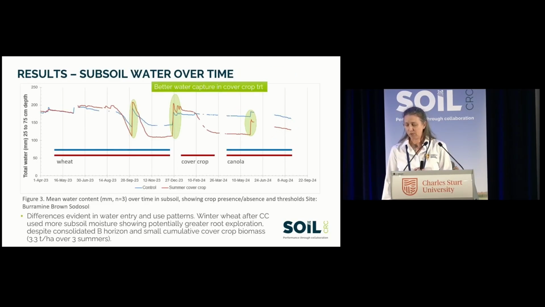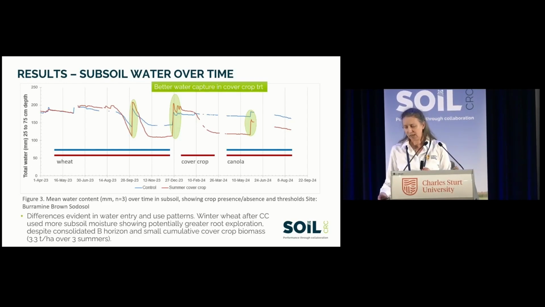So some of the results that we've come up with: this is a time series of the total water available in the subsoil. We've gone 25 to 75 centimetres in this chart, because the 75 centimetres was where we were largely seeing water extraction, the depth of water extraction. This shows from when we started our sensing, just before the wheat crop last year was sown. The red line shows the summer cover crop treatment. The blue line is the control, so no summer cover crop. And now it's in canola this year, so the season's still going.